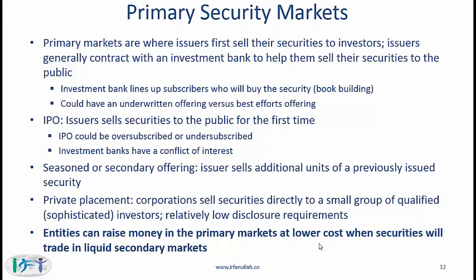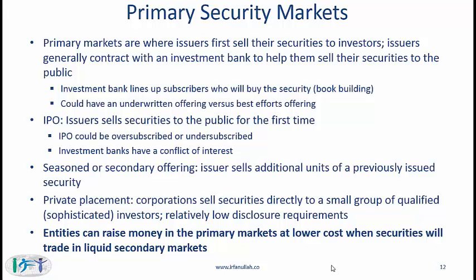Note the fact that investment banks have a conflict of interest. Why? Because investment banks charge a fee, but the larger way of looking at this is, if the investment bank is buying from the issuer, let's say that this is an underwritten offering, what is the incentive of the investment bank? To buy at a price as low as possible. Whereas what is the incentive of the issuer? To sell at a price as high as possible. So there is an inherent conflict of interest between the issuer and the investment bank.